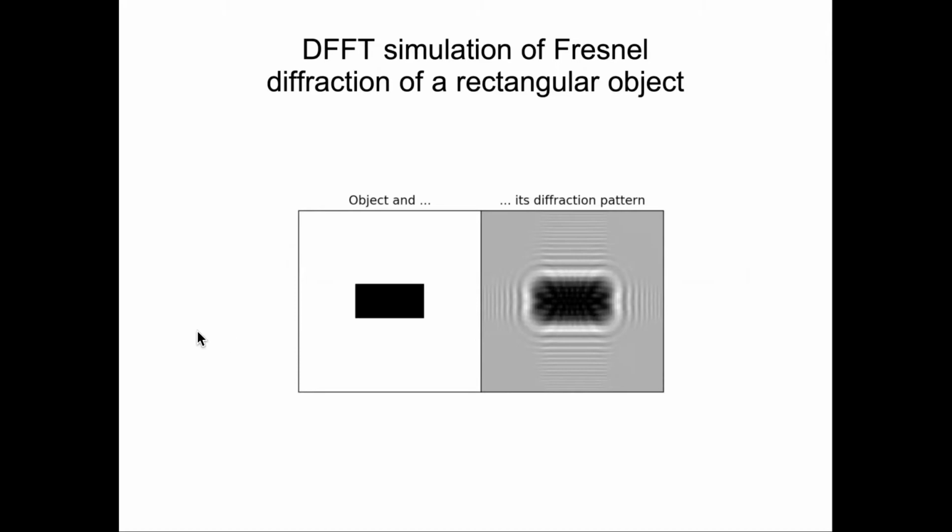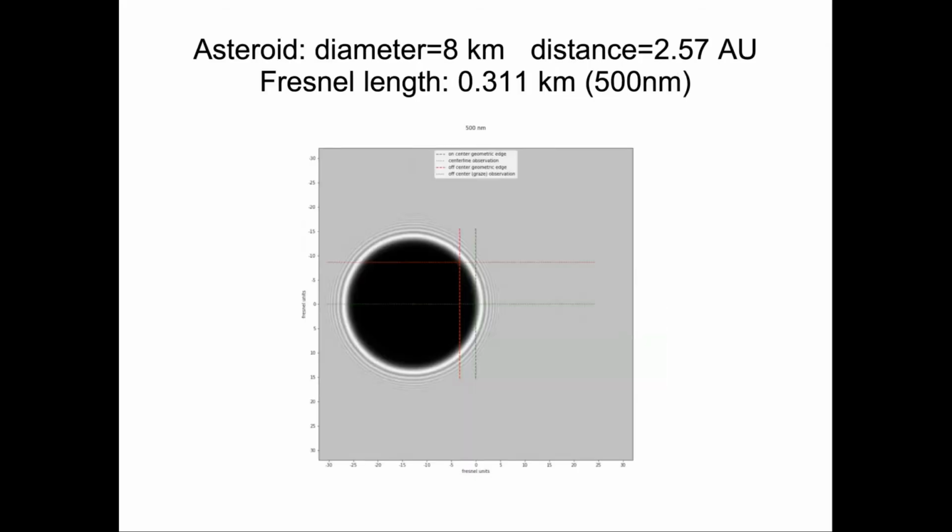So the next thing I did to see if my code was working right was to pick a different object, calculate its diffraction pattern, and that just seemed reasonable. So I had some confidence that my code was working right. So now I needed to move on to something that is more real.